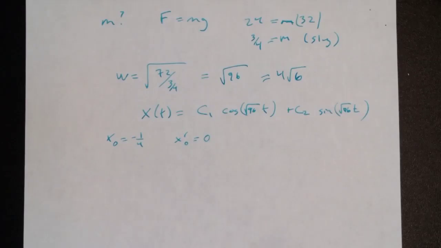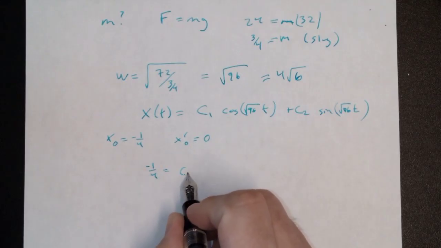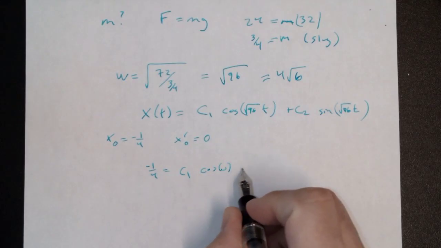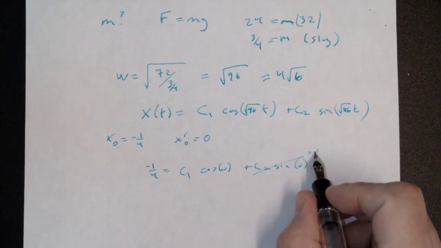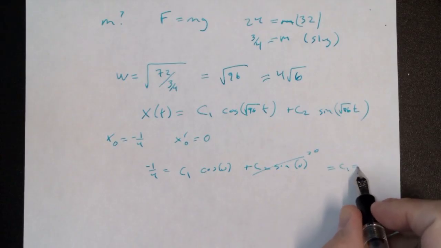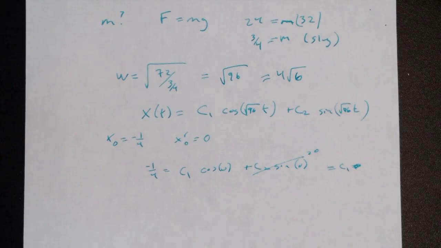If I plug in t equals 0 and I just put the position in, I get negative 1/4 equals C1 cosine of 0 plus C2 sine of 0, but sine of 0 is 0. So I get C1, and that means that C1 is negative 1/4. That was nice and easy.